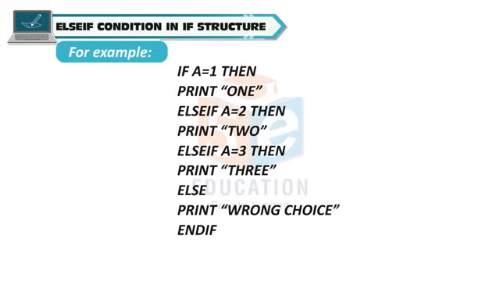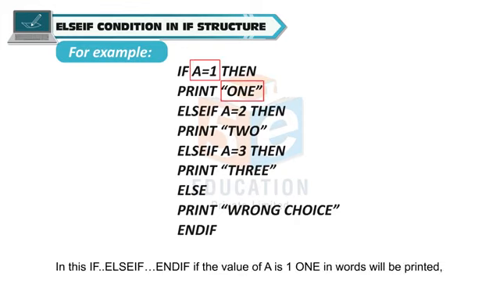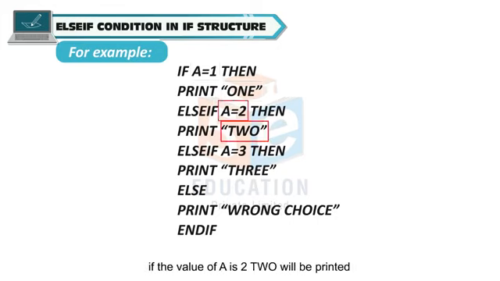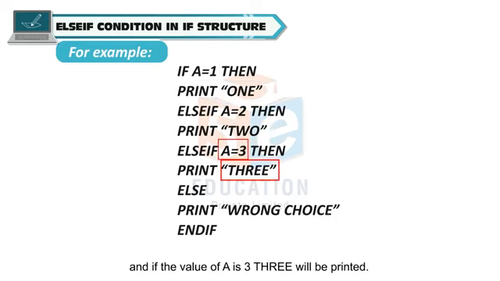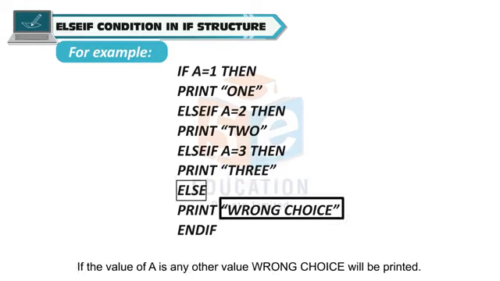For example: IF A = 1 THEN PRINT "1". ELSEIF A = 2 THEN PRINT "2". ELSEIF A = 3 THEN PRINT "3". ELSE PRINT "Wrong choice". END IF. In this IF, ELSEIF, END IF, if the value of A is 1, 1 in words will be printed. If the value of A is 2, 2 will be printed, and if the value of A is 3, 3 will be printed. If the value of A is any other value, wrong choice will be printed.